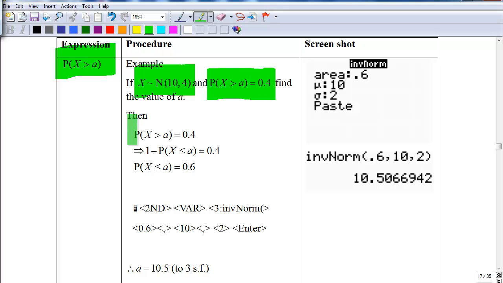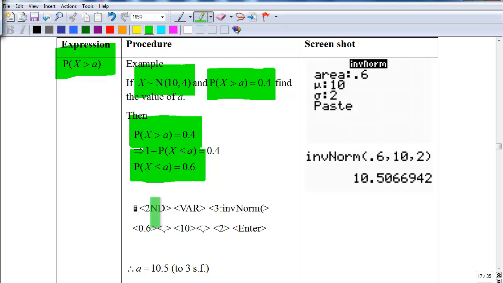So what I'll do is I'll start off with this equation. Then I'll use the complement. I'll rewrite the bigger than sign and change it to a less than sign. So now I've reduced it to the first example. Probability x less than or equal to a equals 0.6.